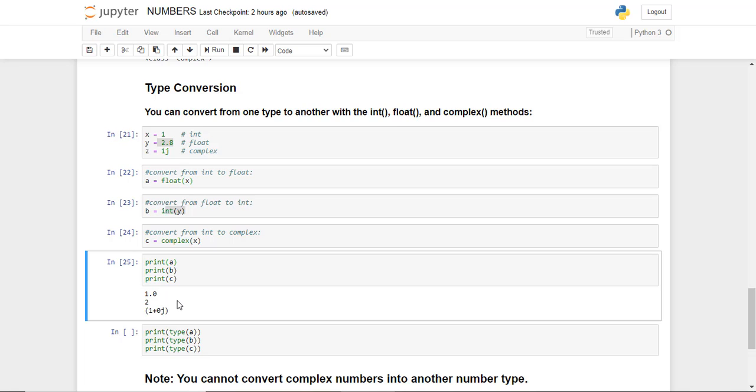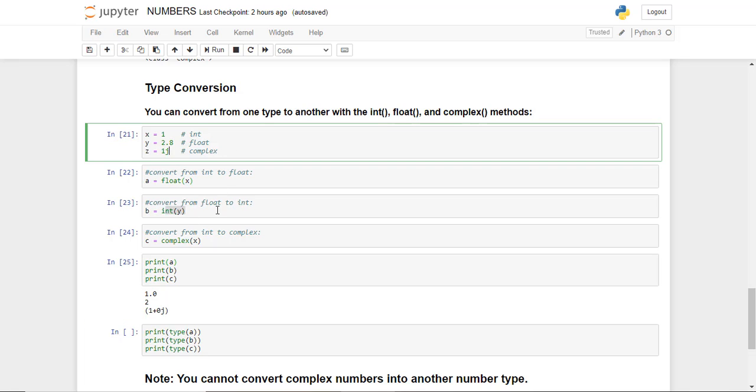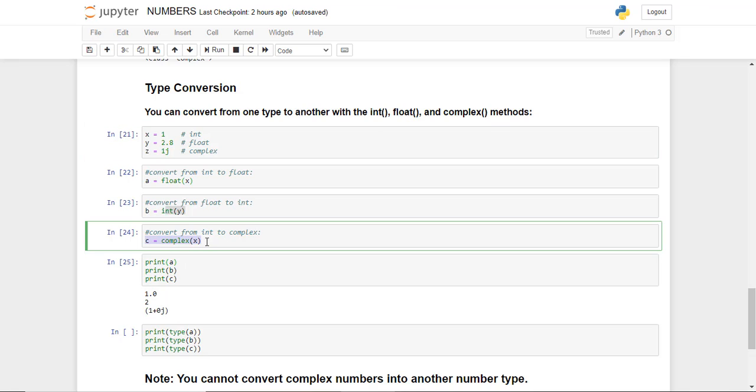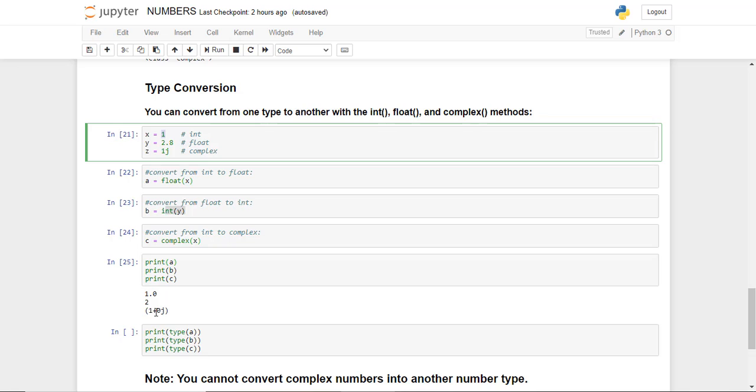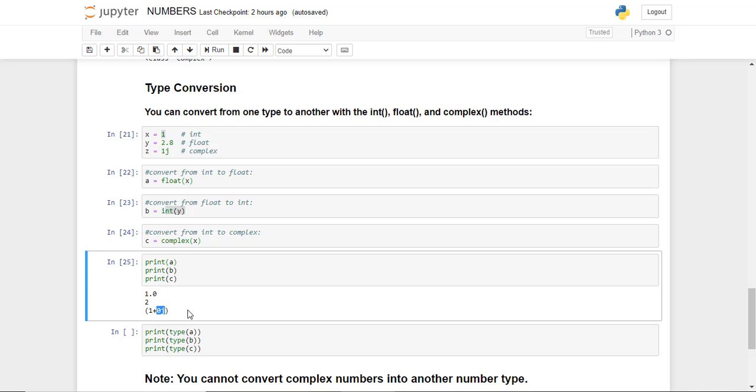Finally, for complex number creation, we are converting x to a complex number c. x was 1, that was our integer. We made it a complex number. So the 1 here is the real part which we get from x. 0j means that we did not really supply any imaginary part to it. So that is represented like this. But the whole number has now become a complex number because of the addition of this j element.